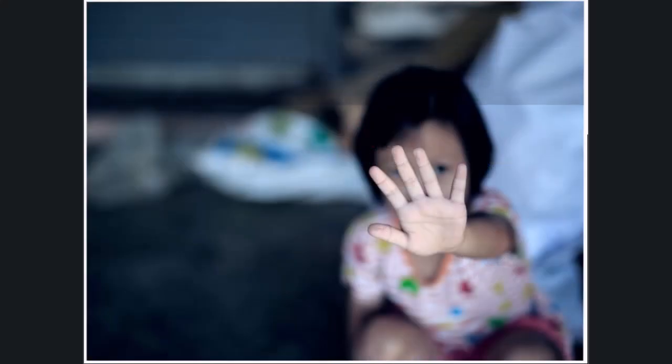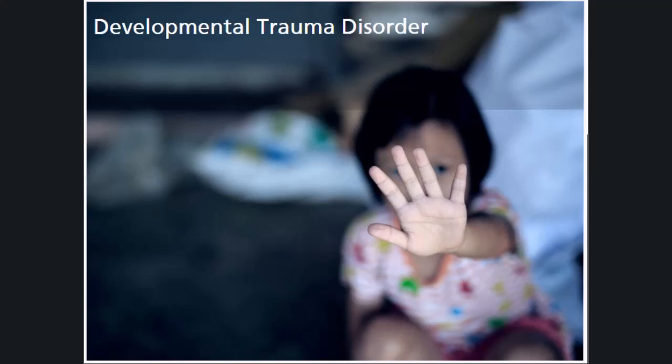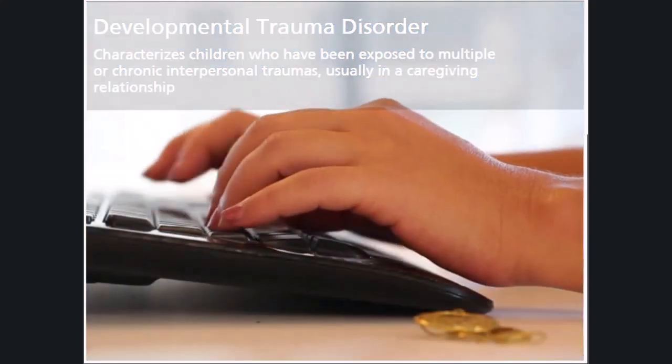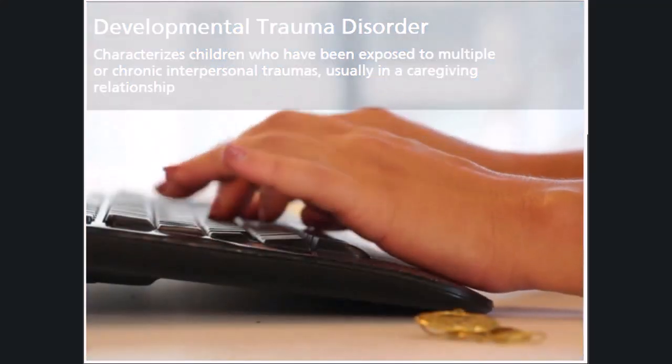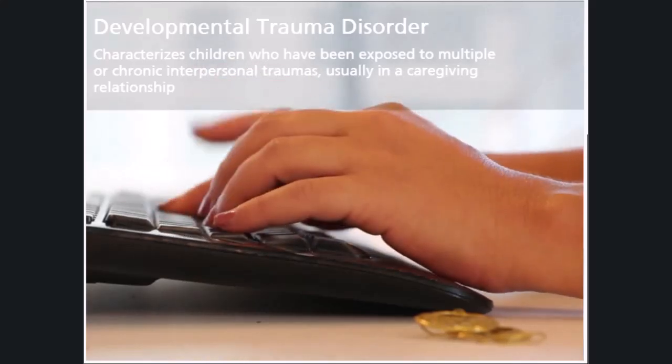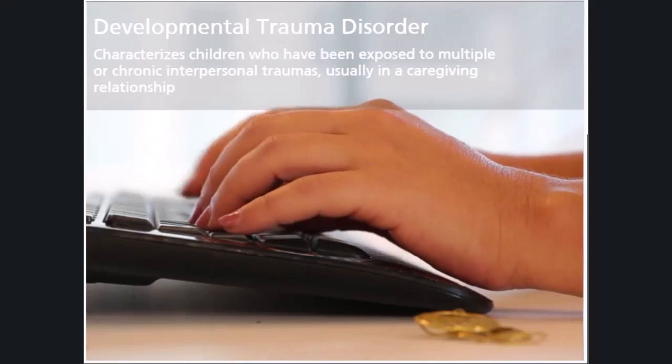Experts are also proposing a new classification, developmental trauma disorder. This characterizes children who have been exposed to multiple or chronic interpersonal traumas, usually in a caregiving relationship. This was not included in the DSM-5, but research is continuing to make the case for its inclusion in the future, and these issues will be examined further in the module on trauma.